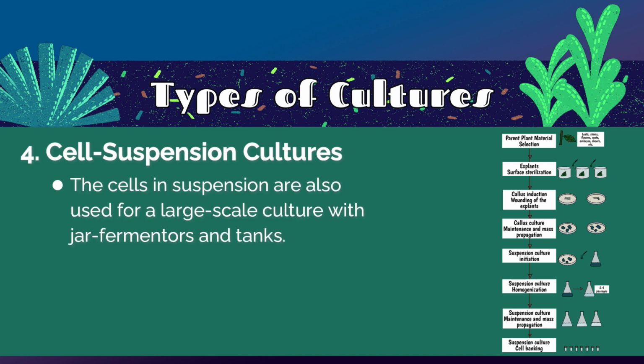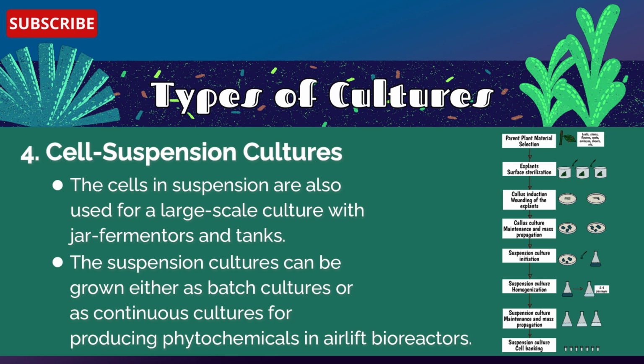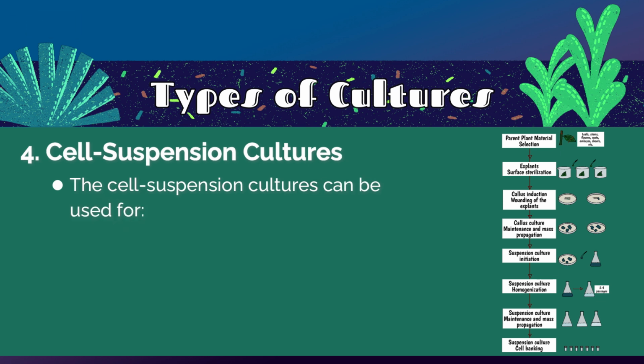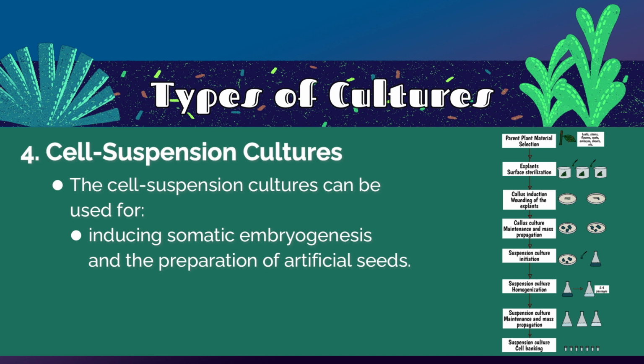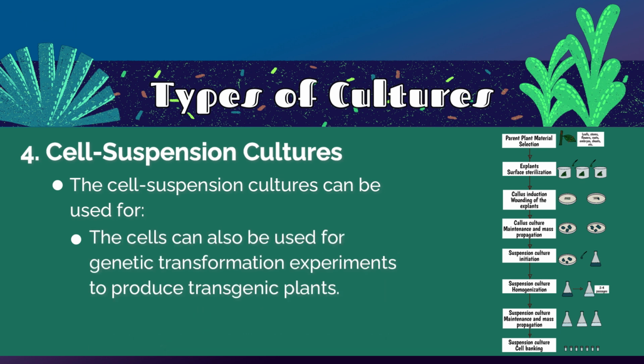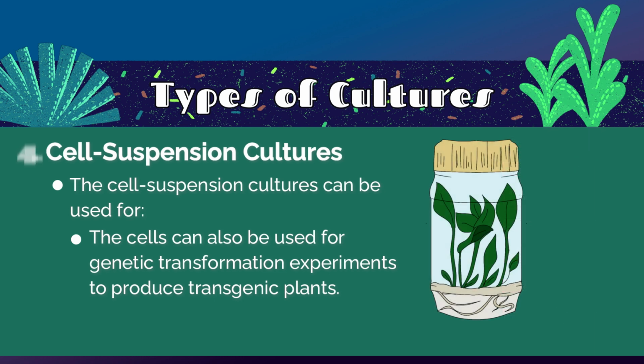The cells in suspension are also used for large-scale culture with jar fermenters and tanks. The suspension cultures can be grown either as batch cultures or as continuous cultures for producing phytochemicals in airlift bioreactors. The cell suspension cultures can be used for inducing somatic embryogenesis and the preparation of artificial seeds, induction of somatic mutation, and selection of mutants by screening the cells just like microbial cultures. The cells can also be used for genetic transformation experiments to produce transgenic plants.